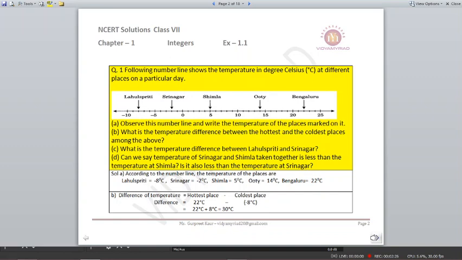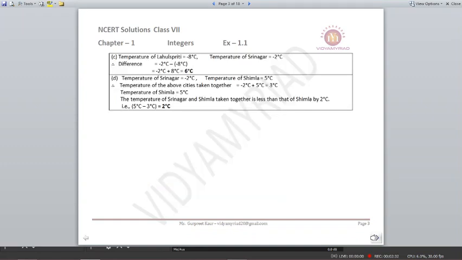C part. What is the temperature difference between Lahaul Spiti and Srinagar? Let us see that. So Lahaul Spiti temperature was minus 8. Temperature of Srinagar is minus 2. So the difference between them will be minus 2 minus of minus 8, which gives us 6 degrees Celsius.